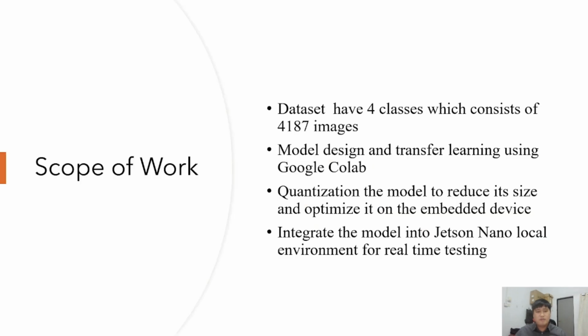So this is the scope of work. The dataset has 4 classes which consist of 4,187 images. The model design and transfer learning use Google Colab. Quantization on the models reduces their size and optimizes them for the embedded device. Then it will integrate the models into the Jetson Nano in a local environment for real-time testing.